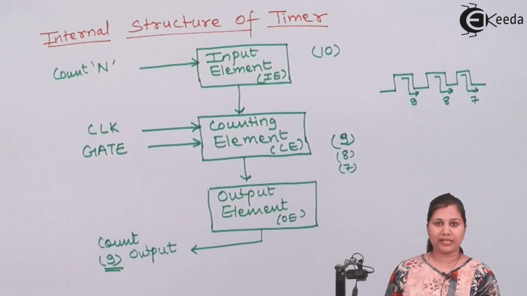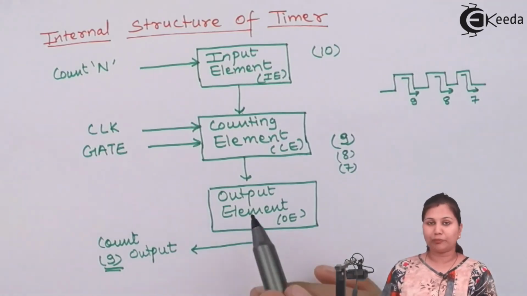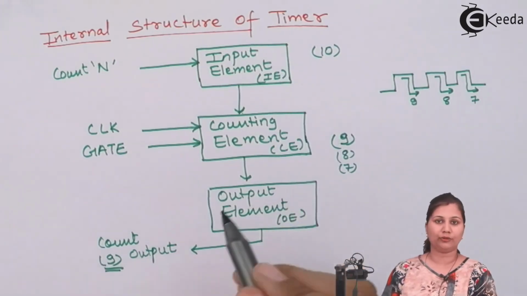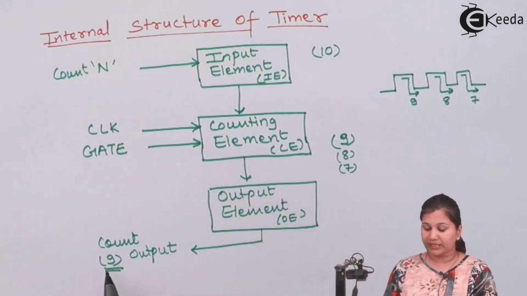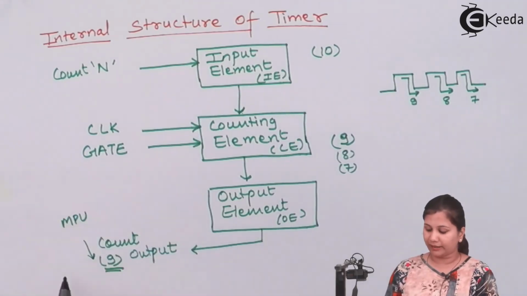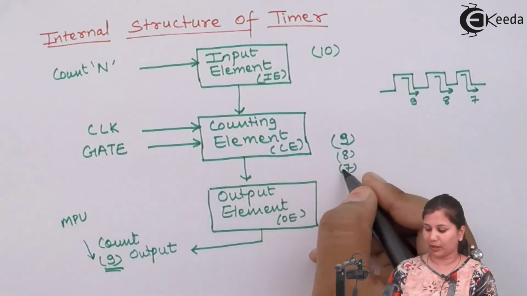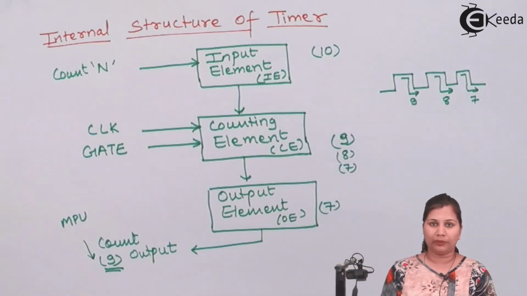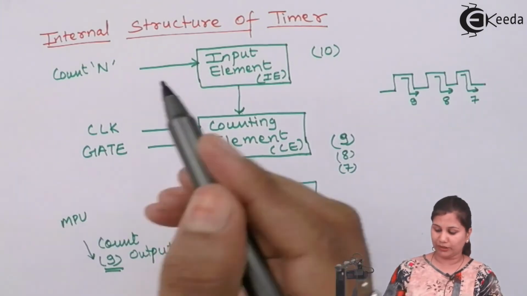Now once the microprocessor has read the output from this output element, this output element will again be updated, and it is going to again show the value of the count which this counting element is currently counting. So once this 9 has been read by the microprocessor, this output element will again be updated, and suppose the current value of the count is 7, it will again start showing the value of the counter. So in this way, the timers work having these three elements.